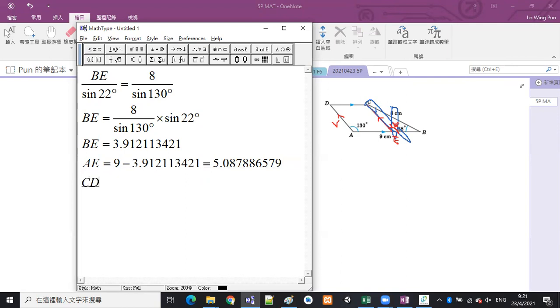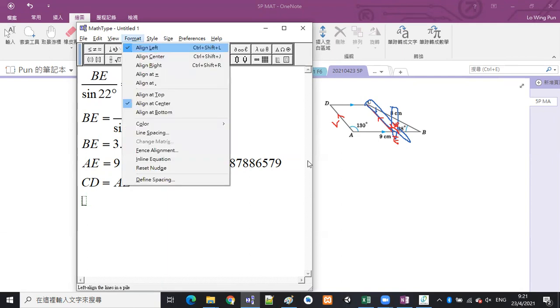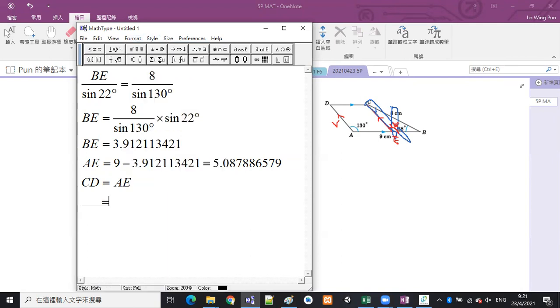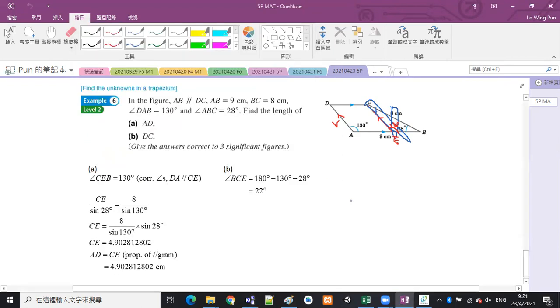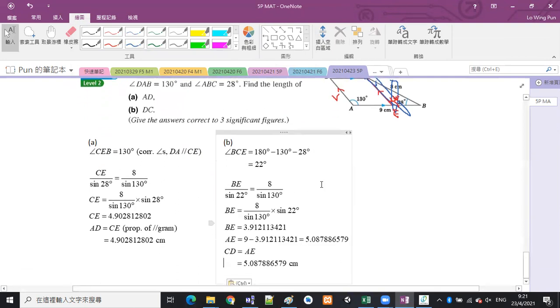Okay, so CD is equal to AE. This is property of parallelogram, and that is equal to 5.087886579, and the unit is cm. And that is the answer of part B. Can you get this? Okay, now please do the instant drill number 6.